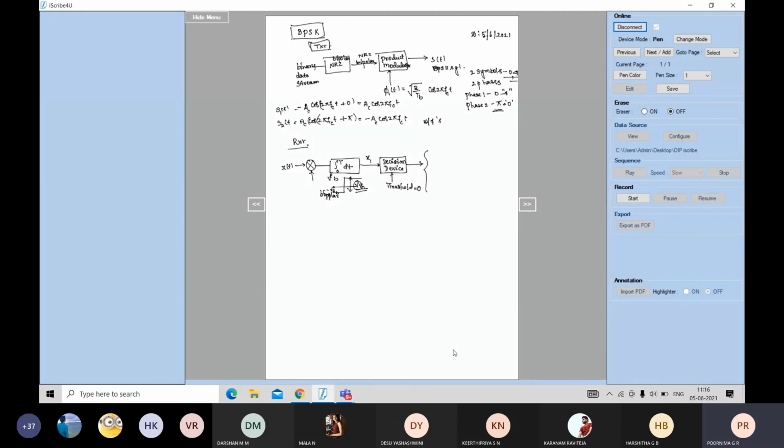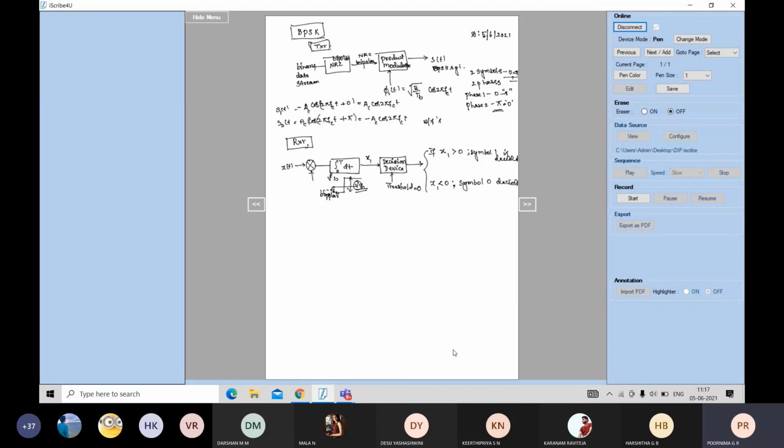Based on the x1 value, if x1 is greater than 0, then symbol 1 is decided by the decision device, and if the x1 value is lesser than 0, then symbol 0 will be decided. So this is what the BPSK receiver block diagram is.